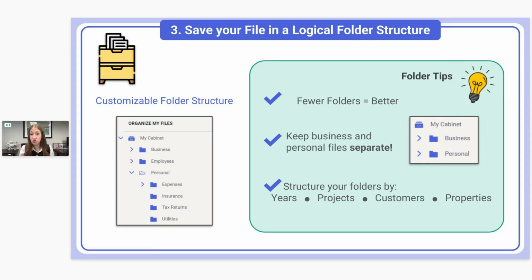Now, another folder tip that we have for you is if you're using Neat for both business and personal use, then you want to make sure that you keep your business files separate from your personal files. A really simple way to do that is just to create two main parent folders, one for business and one for personal, and then nest all your subfolders in these two main parent folders. Other common folder structures include organizing your files by year, by project, by customer, or property, and then storing everything in those folders related to that year or project or customer.